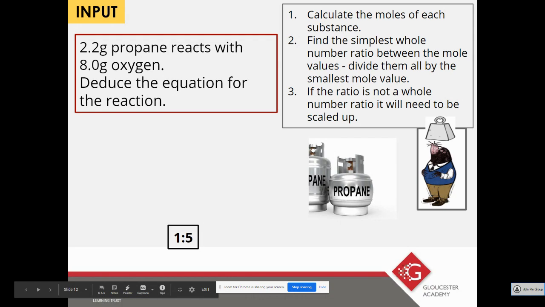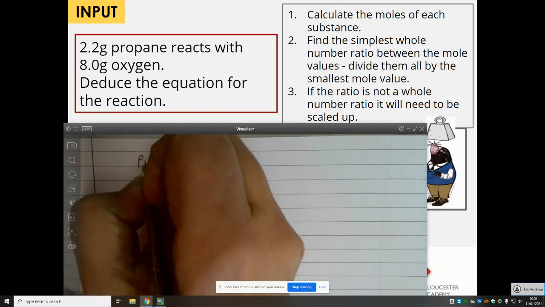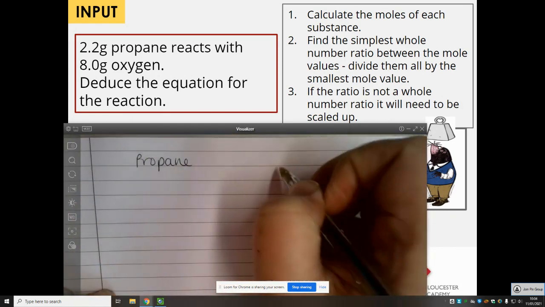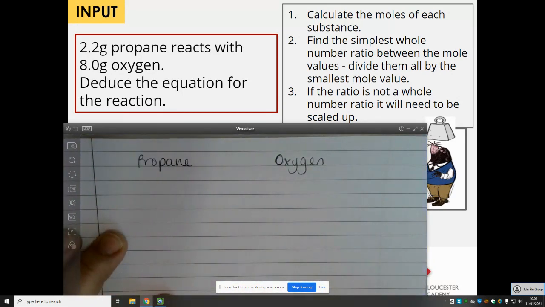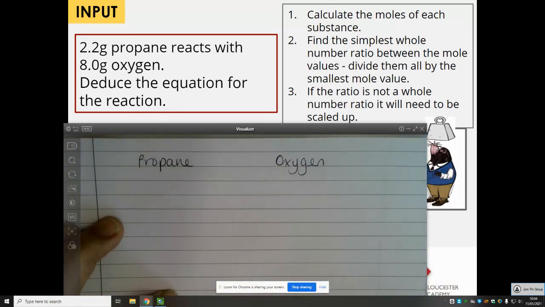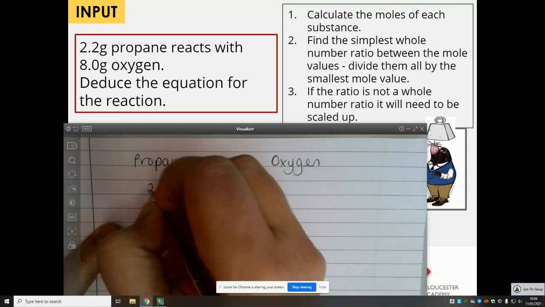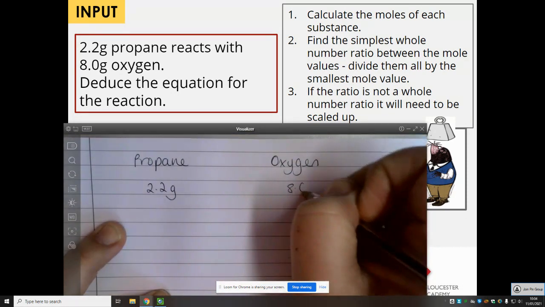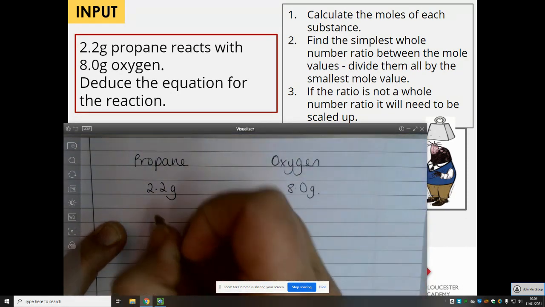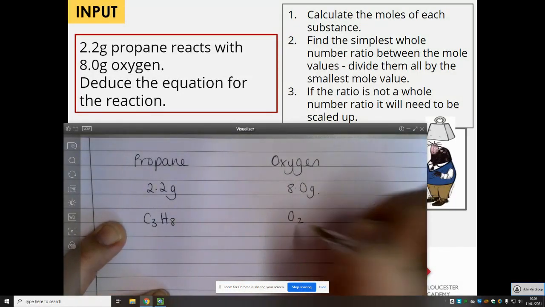Another one for us to have a go at. So we're told that propane reacts with oxygen. And actually for this one, we're not told what the products are, although I do know the products of combustion, and so should you: carbon dioxide and water. 2.2 grams of propane, 8 grams of oxygen. Propane is C3H8, oxygen will be O2.